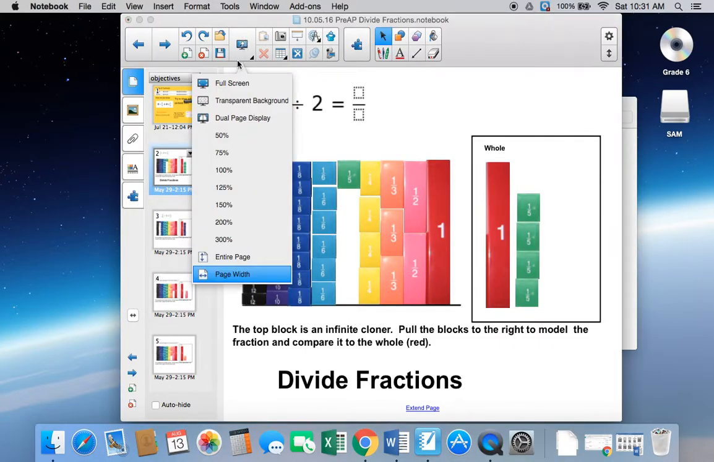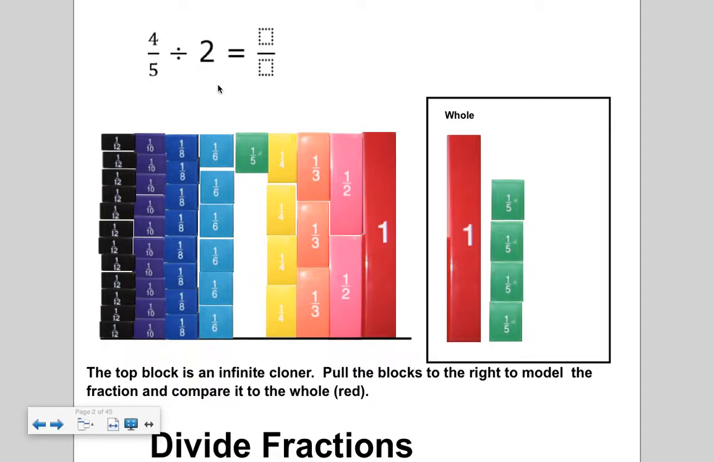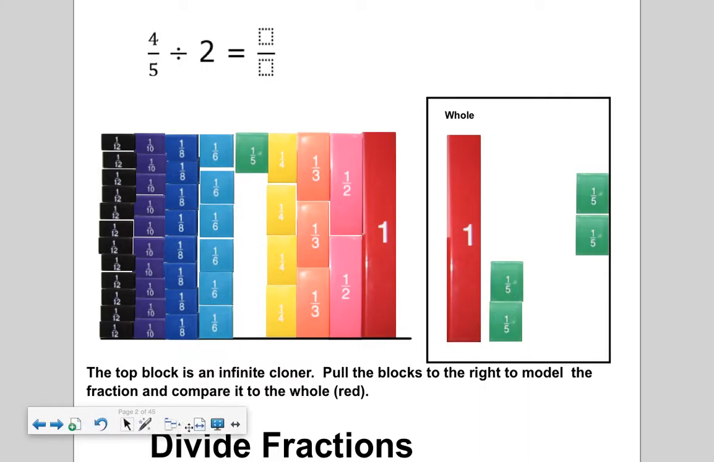This lesson will be over how to divide fractions. So you have 4/5. Note it right here. You need to divide it into two groups. So the answer is how many? What is the answer? 2/5. If you have 4/5 and you divide it into two groups, each group will have 2/5.